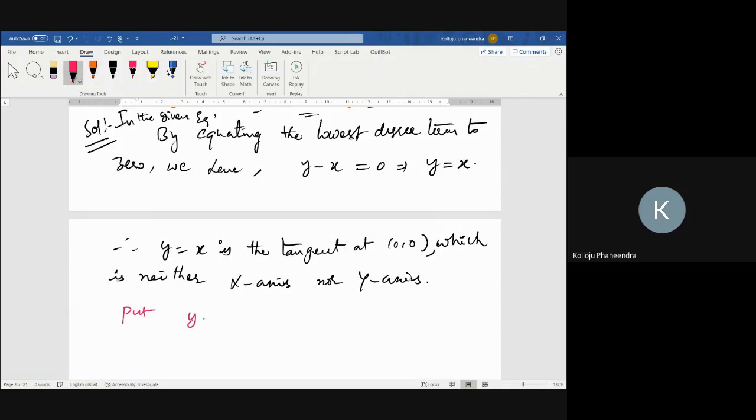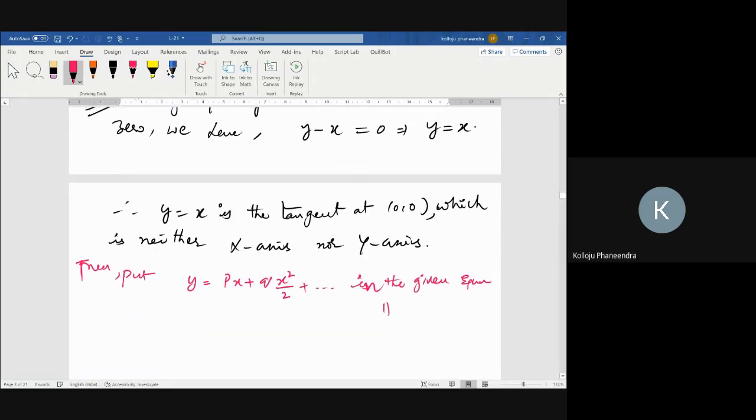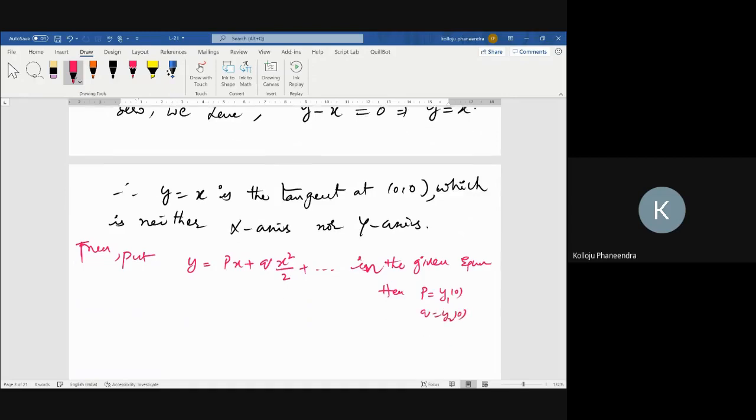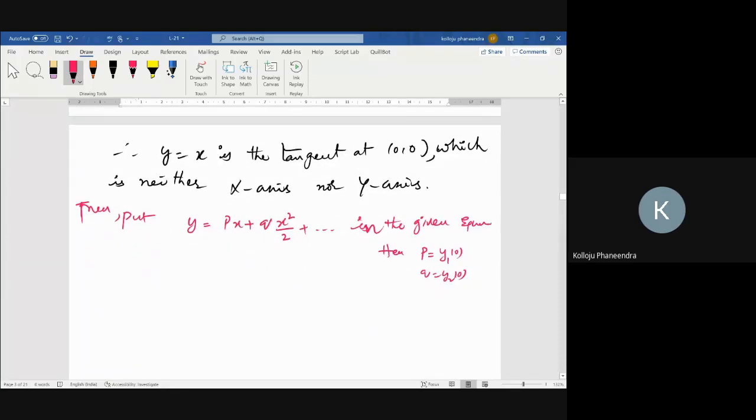Put y equal to px plus qx square by 2 and so on, using Taylor series. Yesterday I told you. Put y equal to px plus qx square by 2 in the given equation. What is p? P stands for y1 at 0, y dash, and q stands for y2 at 0, d square y by dx square. Now, substitute this y equal to px plus qx square by 2 in the equation.